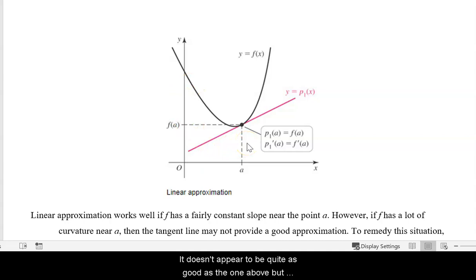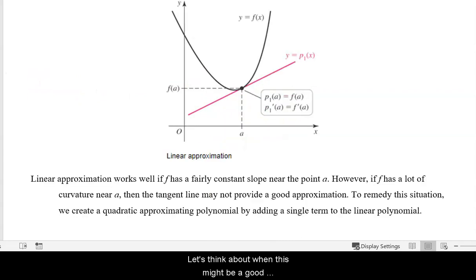It doesn't appear to be quite as good as the one above, but then we are not pulled in very close like in a microscope or magnifying glass situation. Let's think about when this might be a good approximation for the function f. It will be a good approximation if f is not as curvy. That means that the function has a fairly constant slope close to the point x equal a and y equal f of a. On the other hand, if this is a curve that wiggles around a lot and changes curvature a lot, then the tangent line will not be a very good approximation once you get far enough away from a.